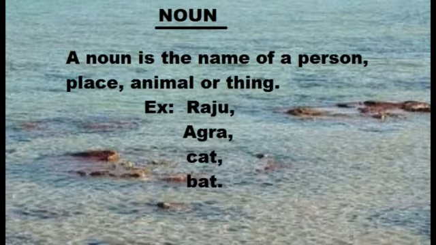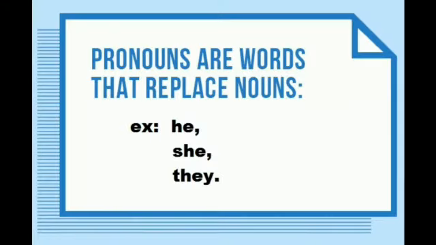What is a noun? A noun is the name of a person, place, animal or thing. Example, Raju, Agra, cat, bat. Now pronoun. What is a pronoun? A pronoun is a word that replaces a noun in a sentence. Example, he, she, they.